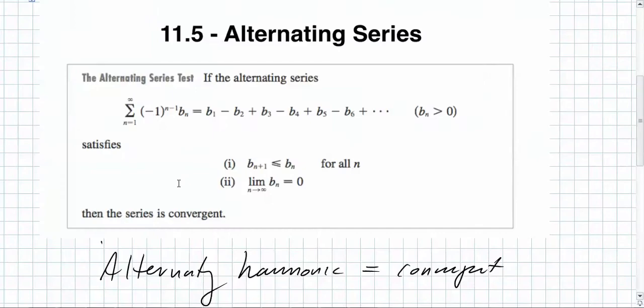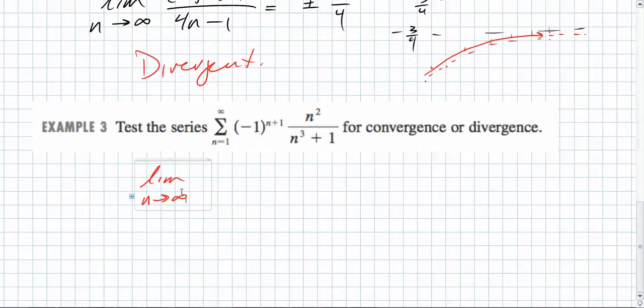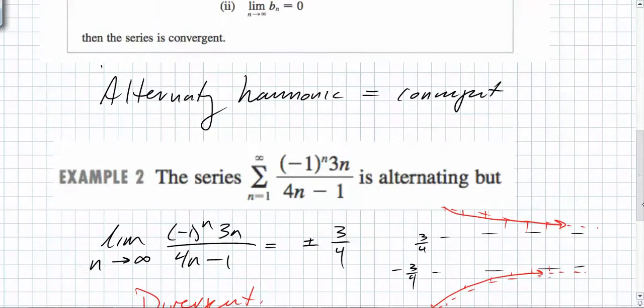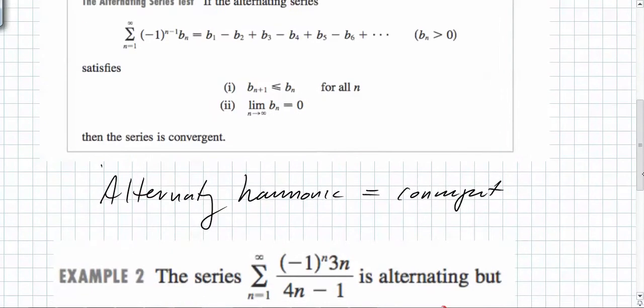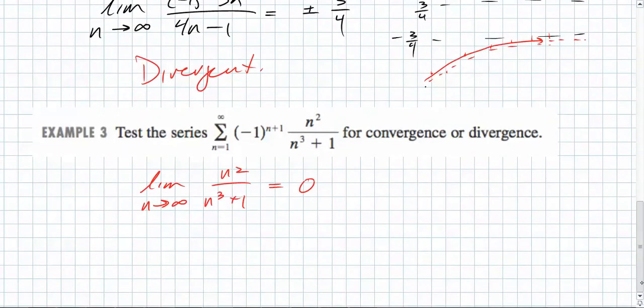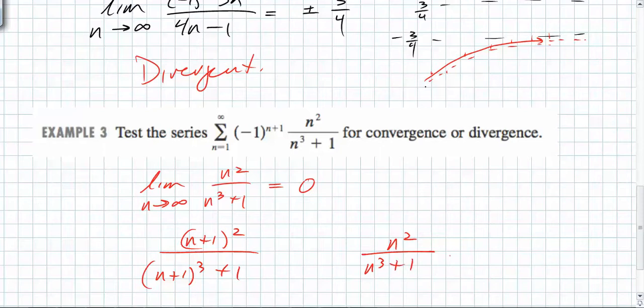Now go back down here. We're just looking at the limit as this goes to infinity. Does this go to 0? Yeah, it definitely does, because that cube gets big. So it goes to 0. And what's the other thing it has to do? Each term has to be smaller than the one before it. So is it true that each next term, (n plus 1) squared over (n plus 1) cubed plus 1, is always going to be, how is that related to n squared over n cubed plus 1?